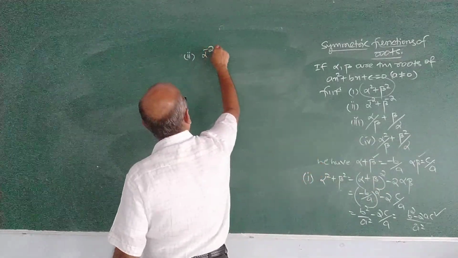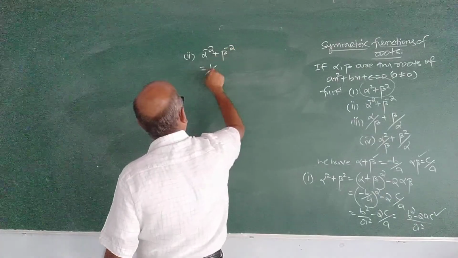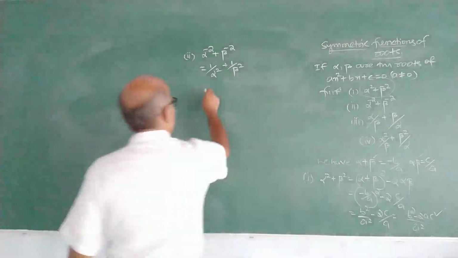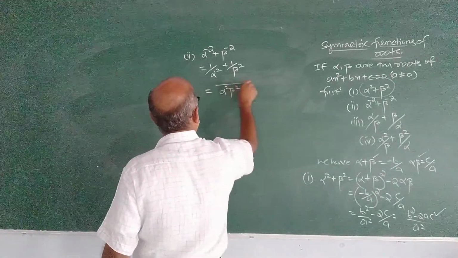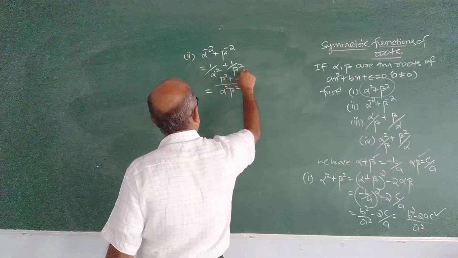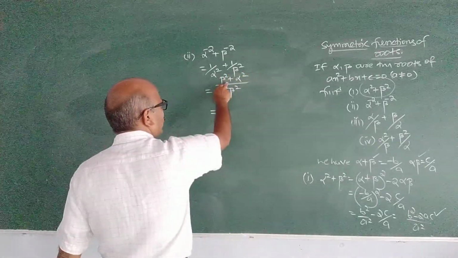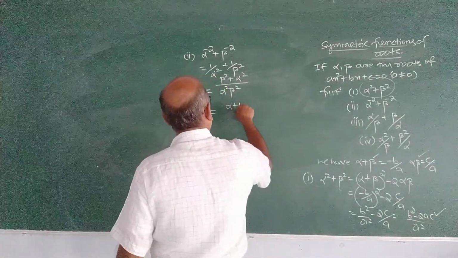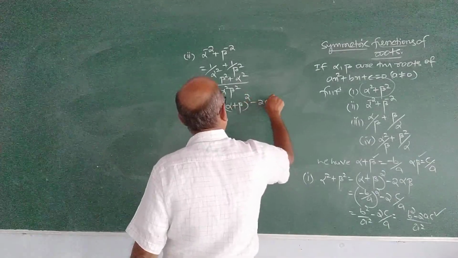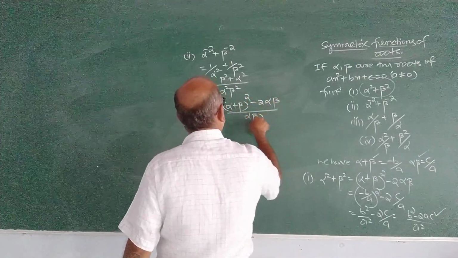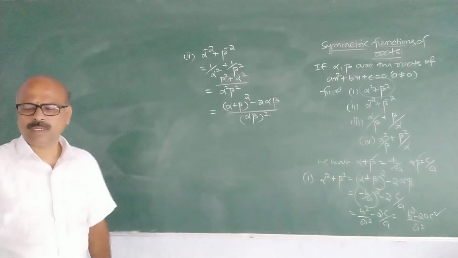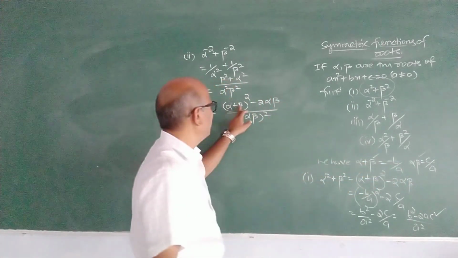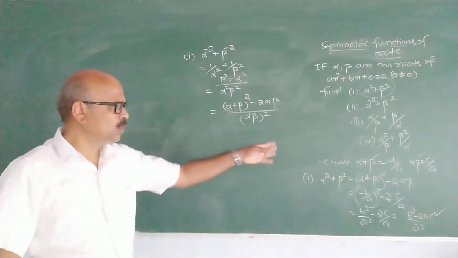Second is alpha raised to minus 2 plus beta raised to minus 2. That is 1 upon alpha square plus 1 upon beta square. Take LCM and simplify: alpha square plus beta square upon alpha square beta square. Now this is nothing but the first expression. We have expressed this as alpha plus beta whole square minus 2 alpha beta upon alpha beta whole square. Now this is expressed in terms of alpha plus beta and alpha beta only, because we know the value of those.